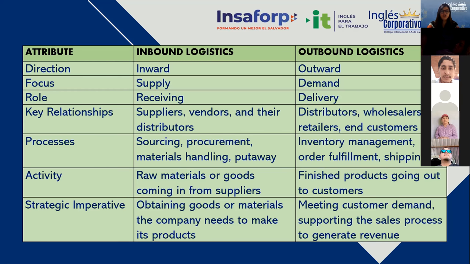What activities do they do? The inbound logistics gets raw materials or goods coming from the supplier. The outbound logistics takes the finished product and sends it to the customer, right? What are the strategies that they use? The inbound logistics obtains goods or materials that the company needs to make the products. And then the outbound logistics meets the customer demand, so they are sure that the demand of the customer is covered, that the customers are getting what they need. And then they support the sales process because they need to get revenue, right? That's the purpose of every business.